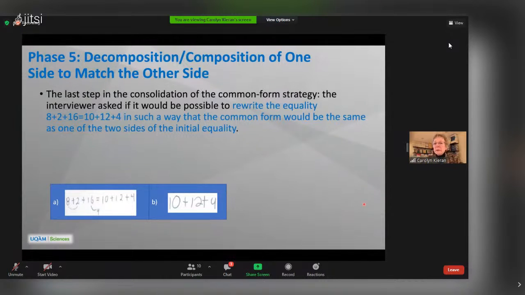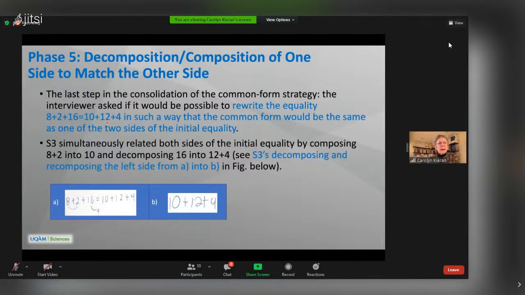The last step in the consolidation of the common form strategy was provoked when the interviewer asked if it would be possible to rewrite the equality, this one, in such a way that the common form would be the same as one of the two sides of the initial equality. Student 3 simultaneously related both sides of the initial equality by composing 8 plus 2 into 10 and decomposing the 16 into 12 plus 4.